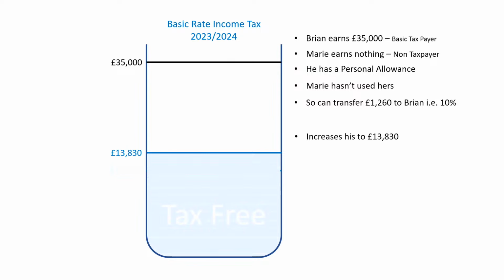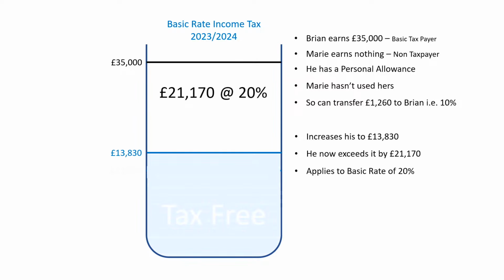Isn't that fantastic? Not a lot, is it? But it all matters because she's obviously doing other things, bringing up children possibly or something. I don't know, and therefore they need every penny they can have. So do the calculations as always. We need to work out the difference between his increased personal allowance and his salary. That's £21,170. That's applied at basic rate because he hasn't hit the higher rate band yet. So that's £4,234 tax payable monthly, again under his PAYE system. Jolly good show for Brian and Marie. That's the marriage allowance.